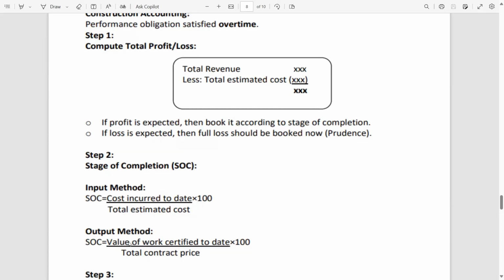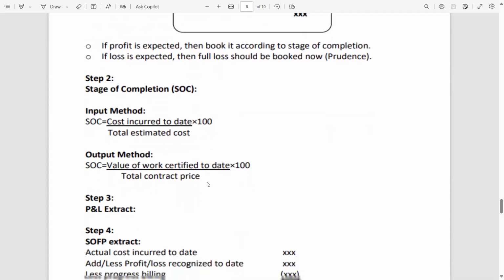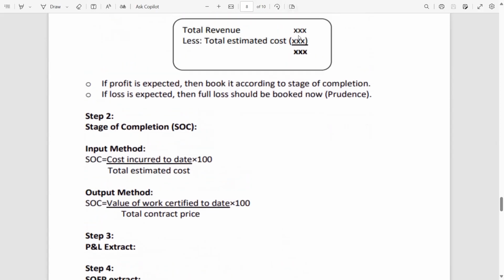And in the output method, the value of work certified to date, meaning whatever work you have done to date and the price of this work, will be divided by the total contract price, the total revenue, multiplied by 100. Once you calculate your SOC, then in step 3, you will multiply your revenue by this SOC percentage. Also, you will multiply your total estimated cost by this percentage. Then in step 3, you will also calculate the profit as you calculated in step 1.